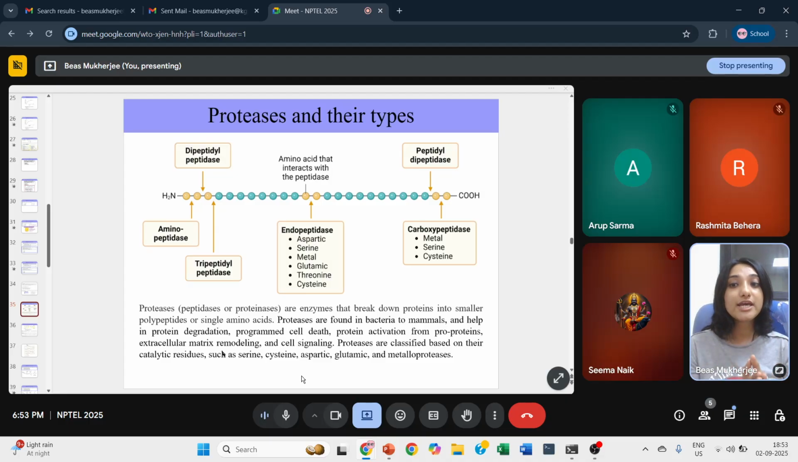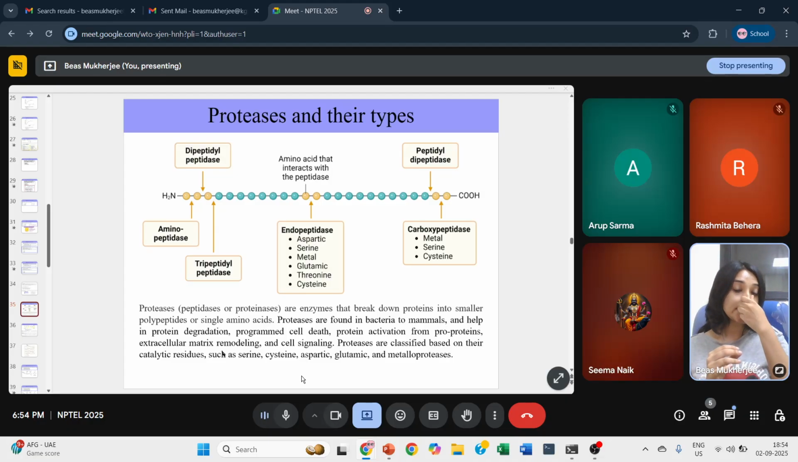Okay, so now proteases, these can be peptidases, so that is they are acting on peptides, or they can be proteinases, so they are acting on big proteins. They are enzymes that break down proteins into smaller polypeptides or single amino acids. Now proteases are found in all living organisms and they help in protein degradation, programmed cell death, protein activation and pro-protein processing, extracellular matrix remodeling, cellular signaling, etc.